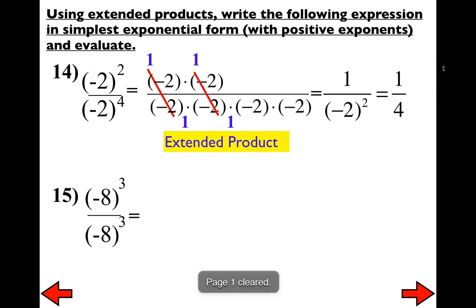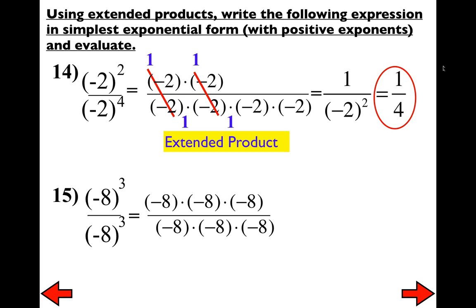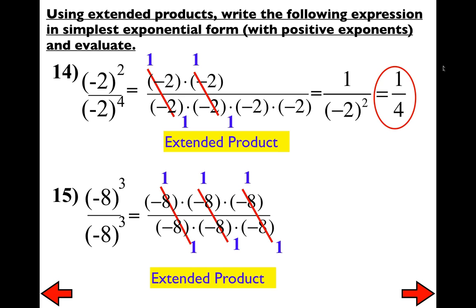Okay. What about number 15? Hopefully you extended them out and saw that they cancel out each other completely, leaving you with just 1 over 1, which leaves you with 1.